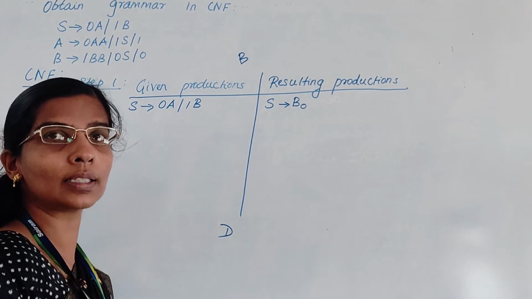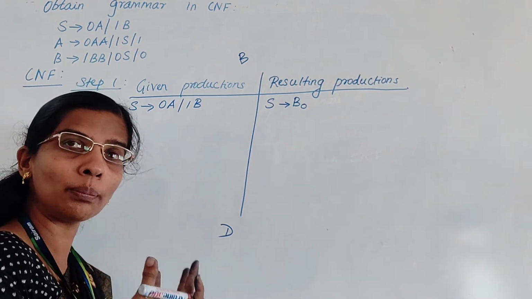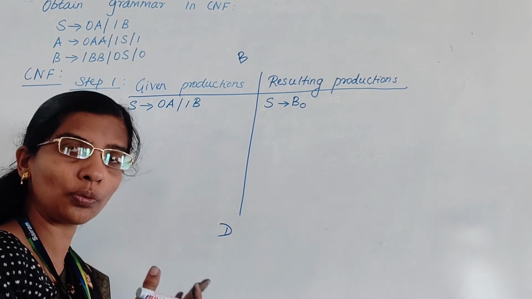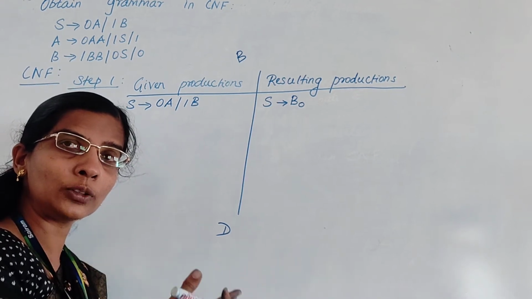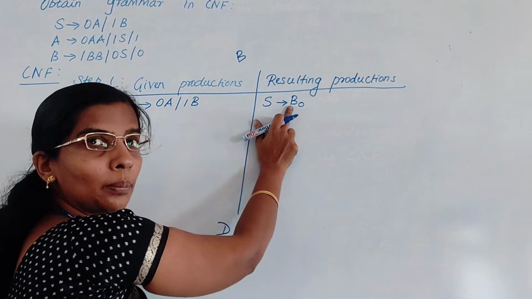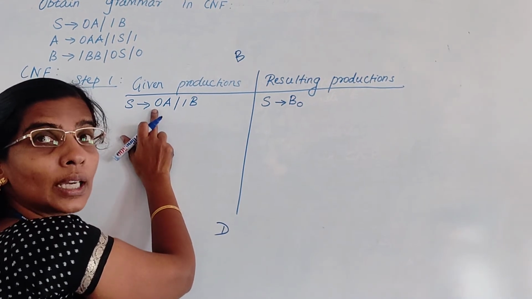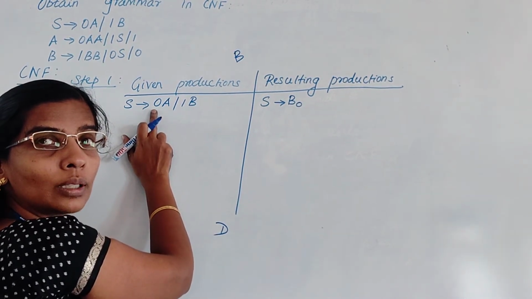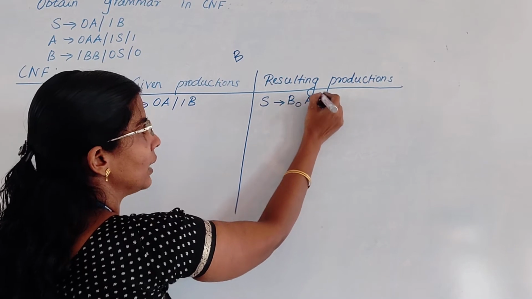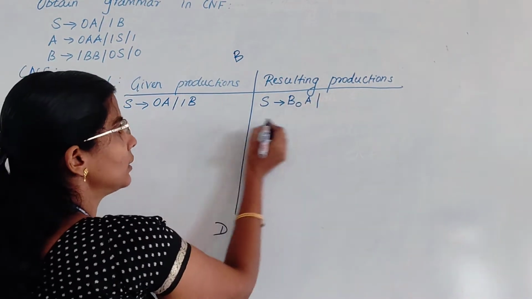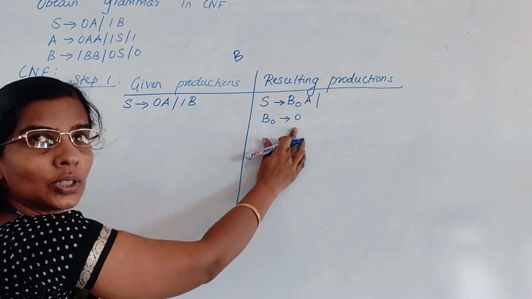I'll tell once again, step 1 is my conversion part. When I have a combination of terminal and non-terminal, I should go for conversion. While converting, I am converting all my terminals into non-terminals. So I am using this non-terminal B and the subscript of this non-terminal should be the terminal which I am converting. If I am converting 0 to non-terminal, I should write B0. Then I write this A as it is. Next you write, what is this B0? B0 actually is 0.